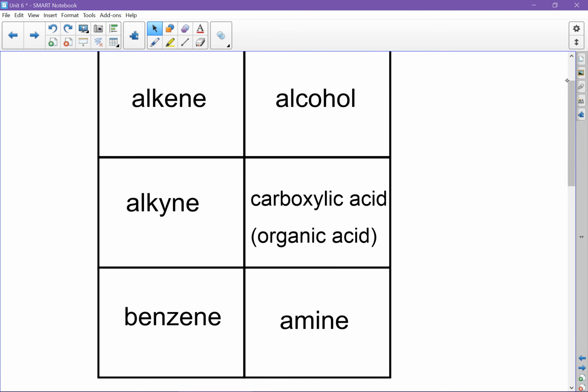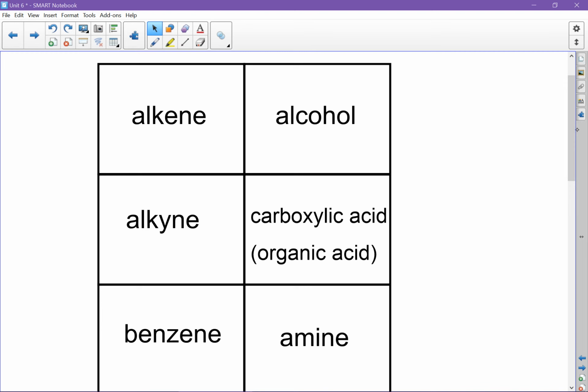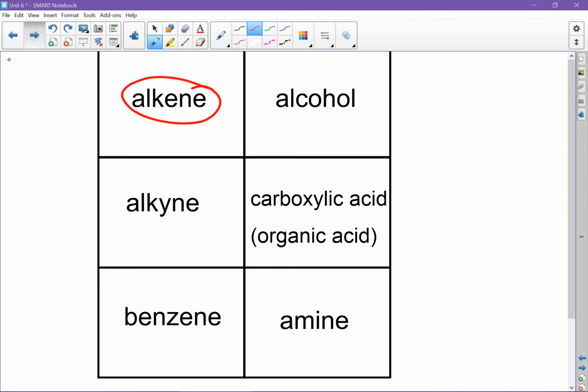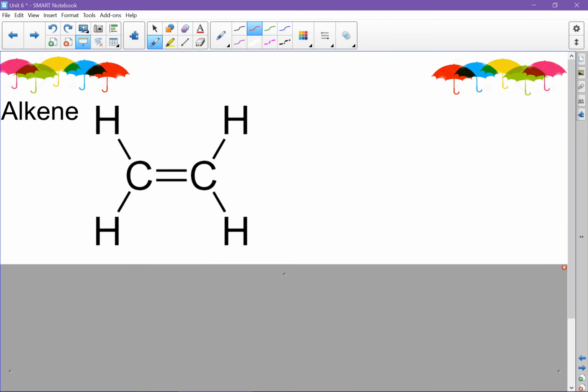So now we're going to go inside each of these sections, and we are going to talk about what all of these different organic compounds are. So we're going to start with alkene first. So find where you have alkene. You should see a picture that looks like this. This thing is an alkene. Notice the ending of ene because it has a double bond between the carbons.